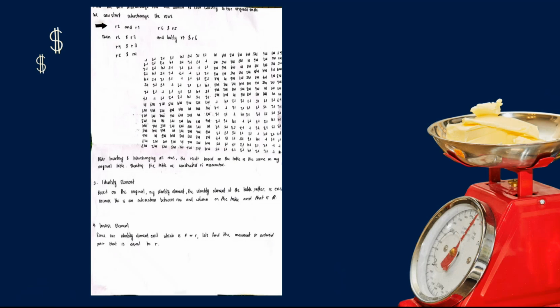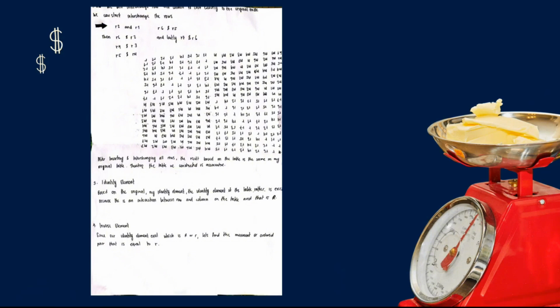Now we will interchange row and column to look exactly like the original. We can start to interchange the rows, which are R2 and R1, then R6 and R2, R4 and R3, R5 and R4, R6 and R5, and lastly R7 and R6. After interchanging all rows, the result based on the table is the same as my original table. Therefore, the table we constructed is associative.